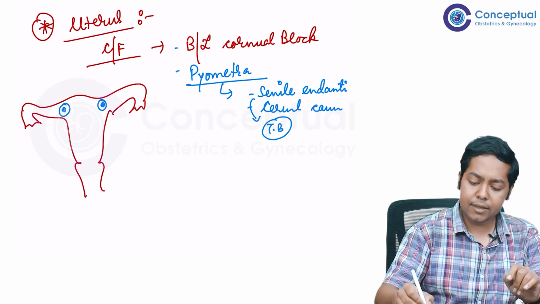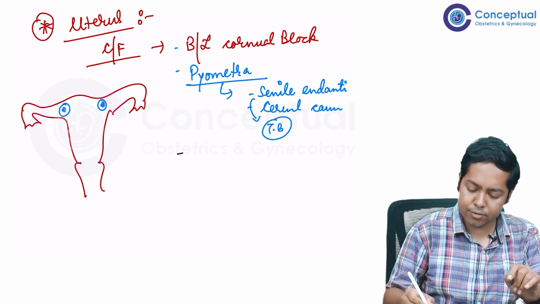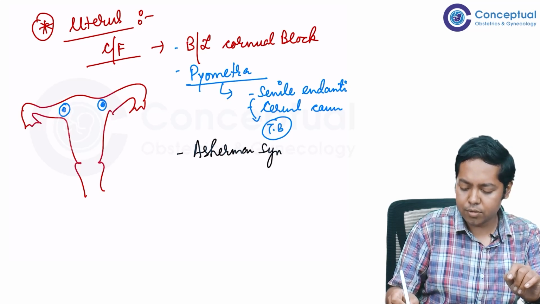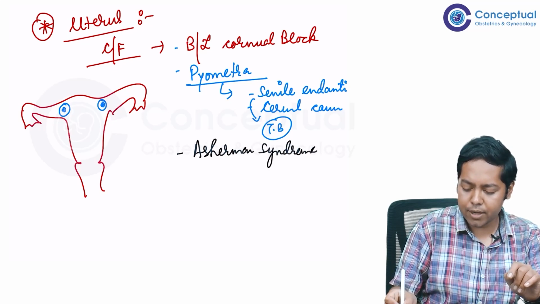Okay. The third most common feature in the uterus will be Asherman syndrome. Asherman syndrome will lead to oligomenorrhea and amenorrhea at times.